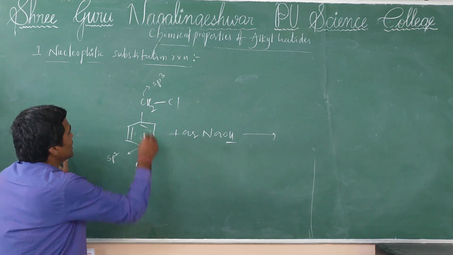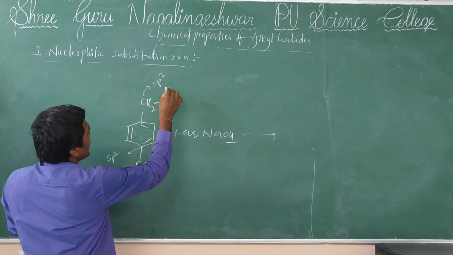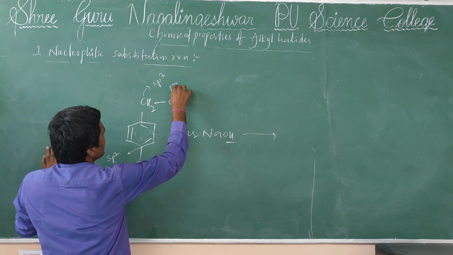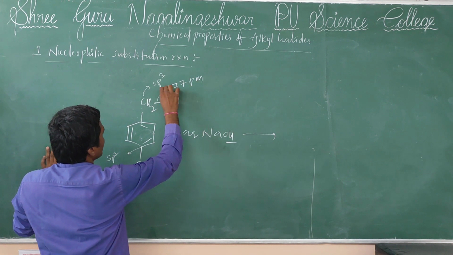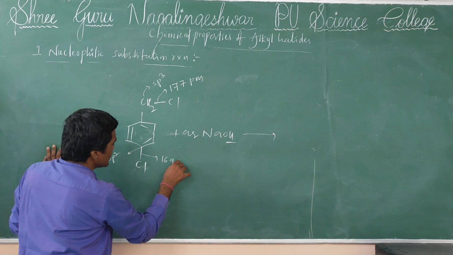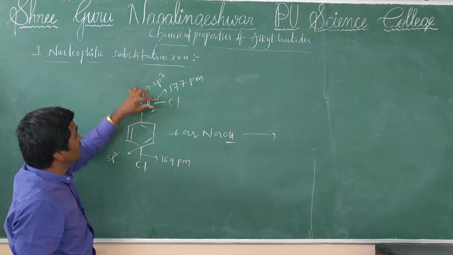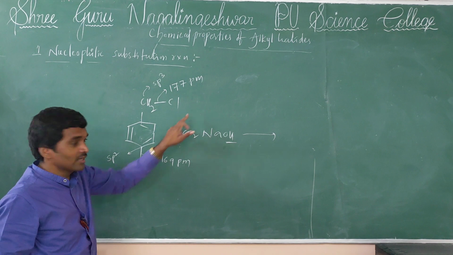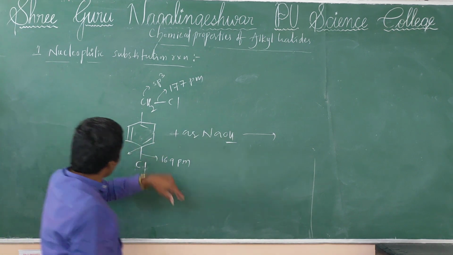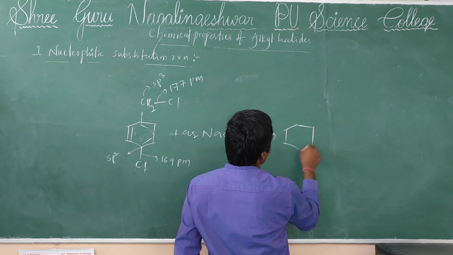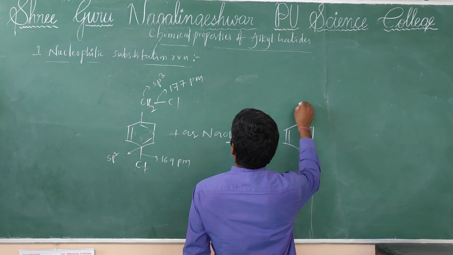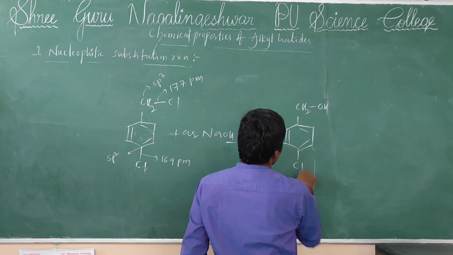All I told you. So here the bond length is actually 177 picometer, and here the bond length is 169 picometer. So where bond length is more, we can break very fast. Less, we cannot break. So now the answer is OH, Cl. This is the answer.